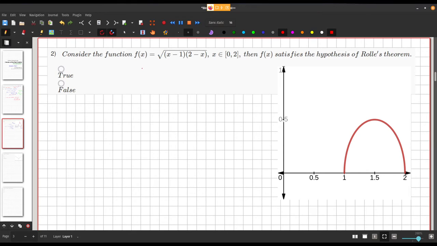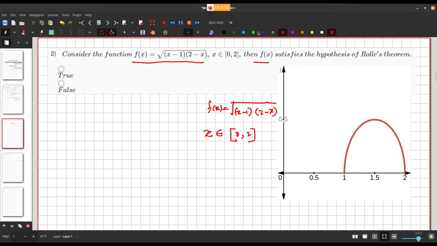Okay, so here we're given a function f(x) equal to root of (x minus 1) times (2 minus x) for x belonging to the closed interval 0, 2. And then the question asks to tell whether f(x) satisfies the hypothesis of Rolle's theorem or not. So I have already plotted this function here. All the plots that I'll show today are done in the Desmos graphing calculator. So this is our f(x).